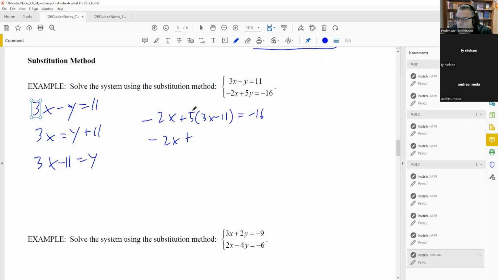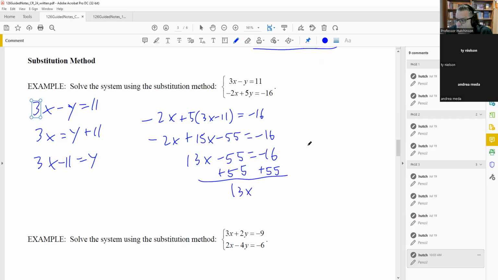So I'm going to multiply all this by 5, so I get 15x minus 55. And then I just want to add the like terms, so I get 13x minus 55 equals negative 16. Add the 55 to both sides like that. And by doing that, that's going to allow us to solve for the x. So in doing so, that's going to allow us to get our answer. This is 39 there, x equals 3. Okay, so 39, divide both sides by 13, and we get our first answer.